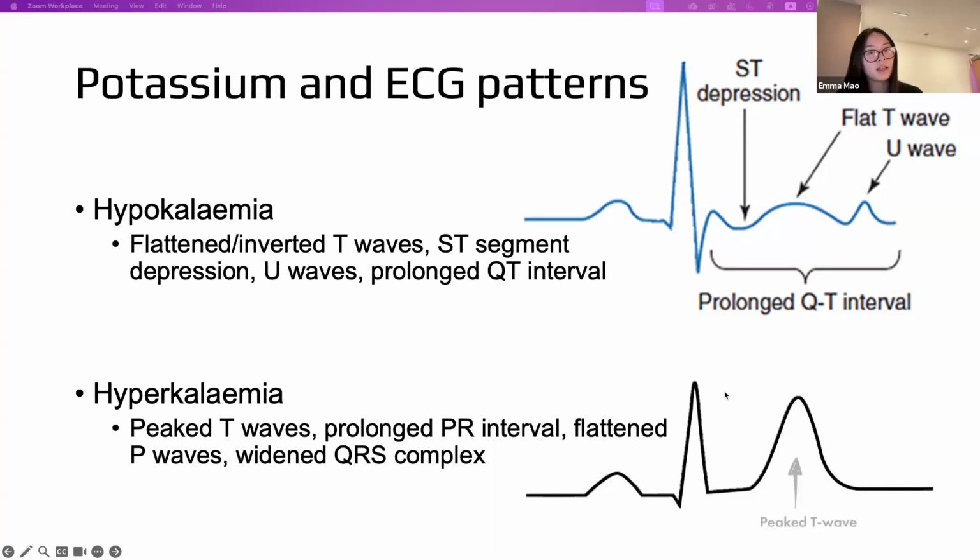And then hyperkalemia is a peaked T wave. Yeah. And a prolonged PR interval and flattened P wave and widened QRS complex. But the main thing is that tall T wave.